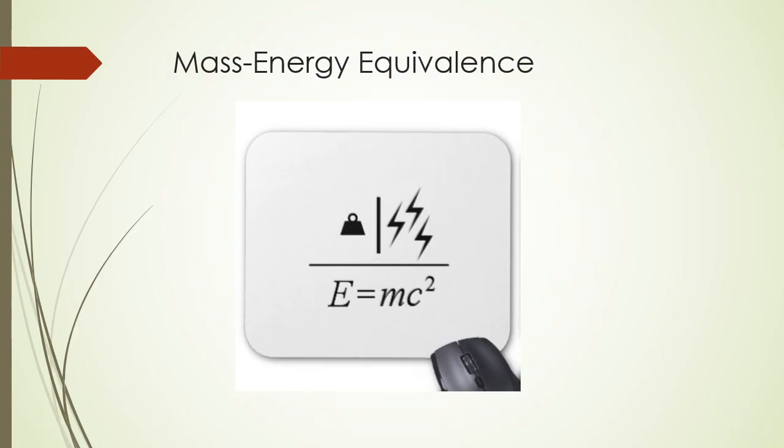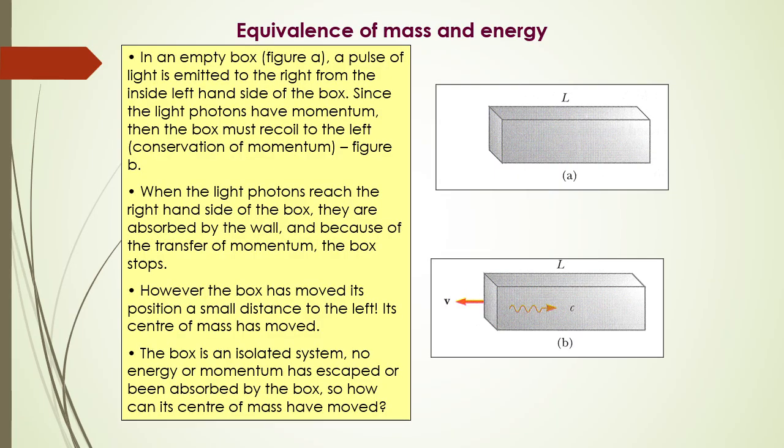So how did Einstein come up with this idea? Well, he imagined that we had an empty box. So let's say we have an empty box of length L. And we can let the box emit a pulse of light from one side of the box. We know light is made up of particles called photons, and we know how to calculate their energy. The energy of one photon is hf, Planck's constant times the frequency.